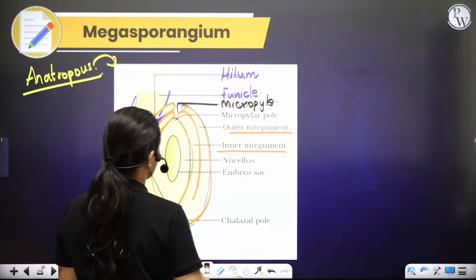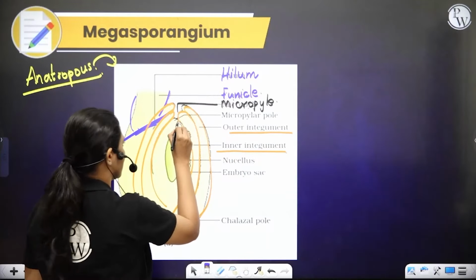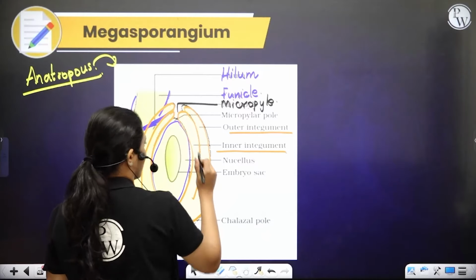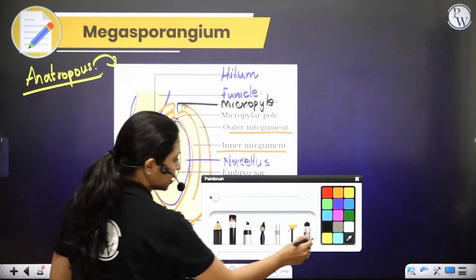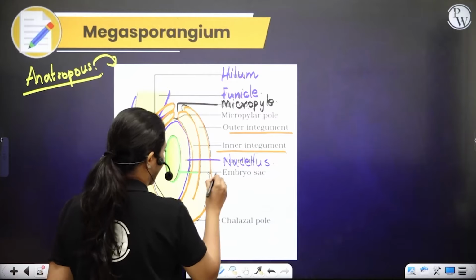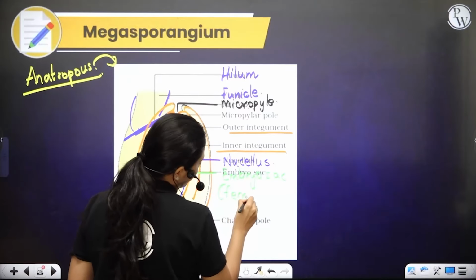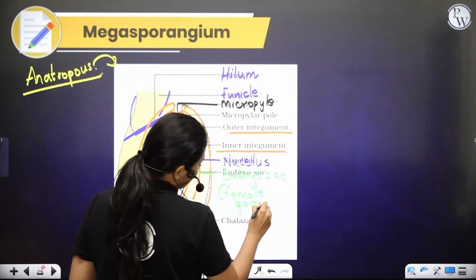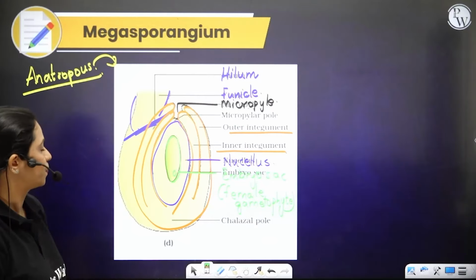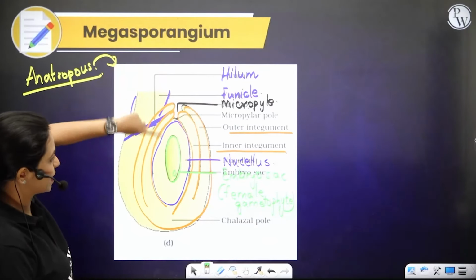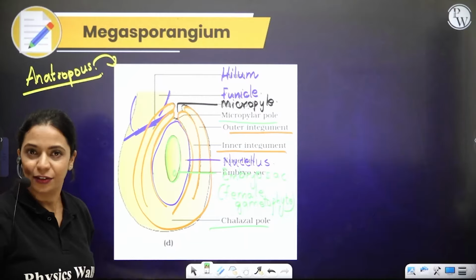Okay. Now, within the ovule, you can find a homogeneous mass of cells which is called the nucellus, not nucleus, nucellus. Within the nucellus will lie what is called the embryo sac or the female gametophyte. Within this female gametophyte, the female gamete will be present. Now, the part or the half of the ovule that is present towards the micropyle is called the micropylar pole, and the opposite end is called the chalazal pole. These are the different parts of the ovule.